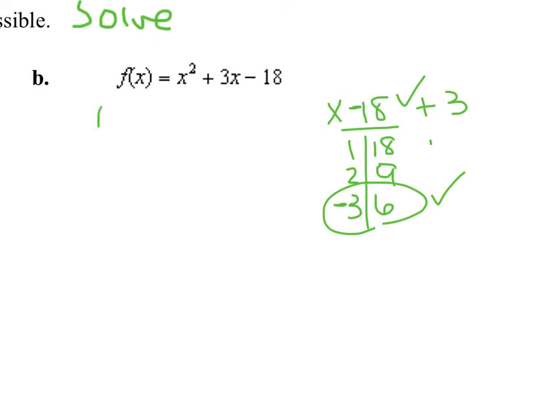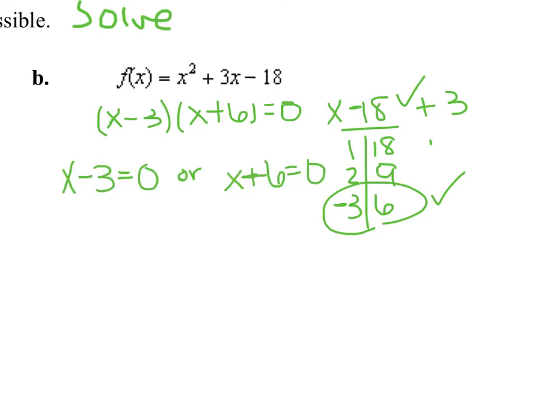So this factors down to x minus 3, and then x plus 6 equals 0. So we're going to take both parentheses and set them equal to 0, and that's what I just did right here. X minus 3 equals 0, or x plus 6 equals 0. And I'm going to go through and solve each one.